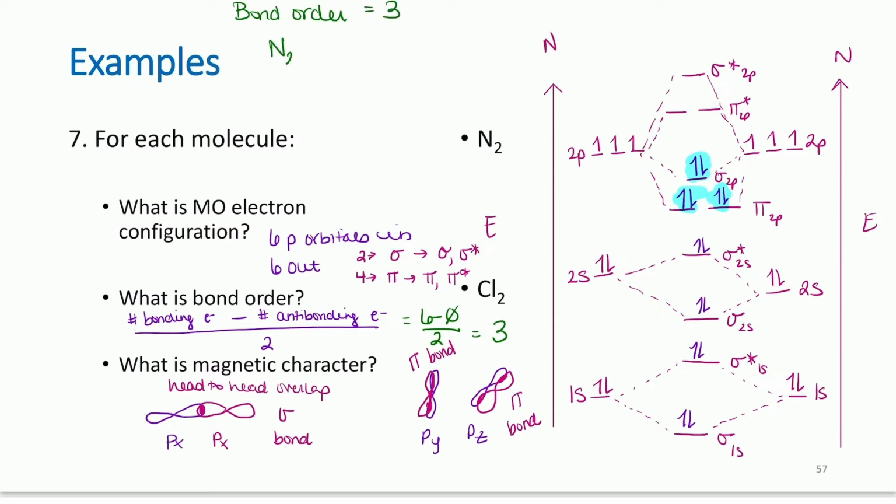That means between 2 nitrogen molecules, I have a triple bond. And if I drew out the Lewis structure, I would find that, yes, nitrogen does triple bond to itself.